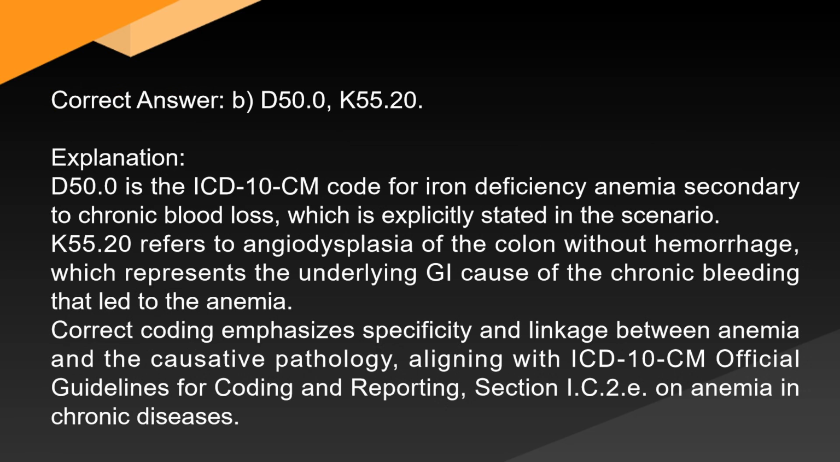Explanation. D50 is the ICD-10-CM code for iron deficiency anemia secondary to chronic blood loss, which is explicitly stated in the scenario. K55.20 refers to angiodysplasia of the colon without hemorrhage, which represents the underlying GI cause of the chronic bleeding that led to the anemia. Correct coding emphasizes specificity and linkage between anemia and the causative pathology, aligning with ICD-10-CM official guidelines for coding and reporting, Section I.C.2.e, on anemia in chronic diseases.